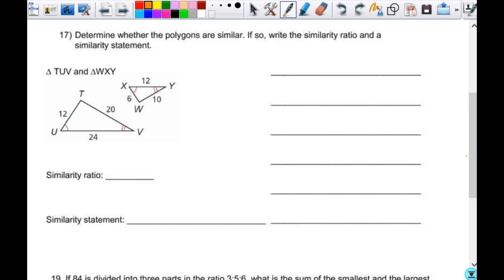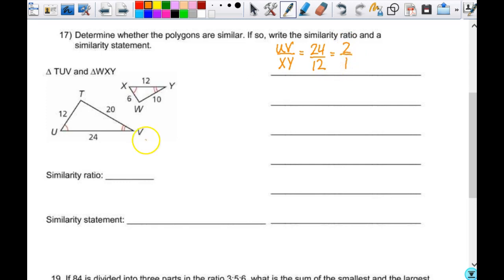All right, so what I know here is that I can show that my sides are all proportional. So since I have all 3 side lengths on each, I can put the biggest with the biggest and the smallest with the smallest. So I'll start with UV. So UV corresponds to XY, and so that would be equal to 24 over 12, which reduces to 2 over 1.